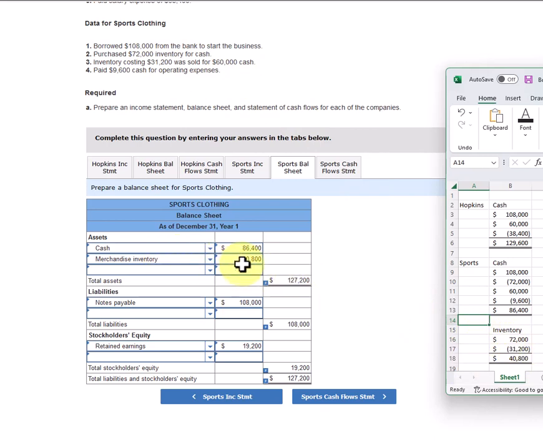For inventory, we purchased $72,000 in inventory, and we sold $31,200 worth of inventory. So what we have left in inventory is what we didn't sell. It's the difference between those two. In this case, it's $40,800. Again, you're going to use the exact same approach, plugging in the numbers that you have.